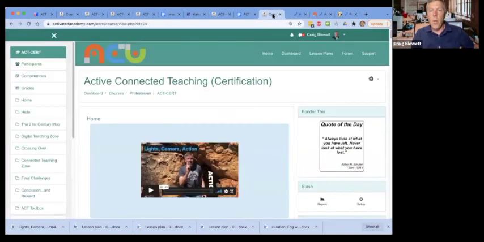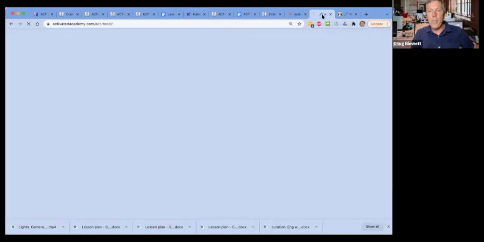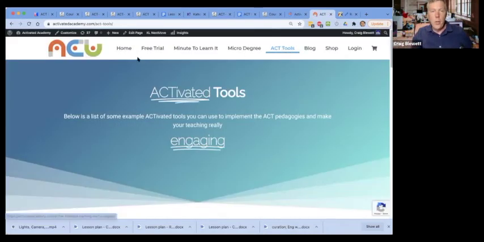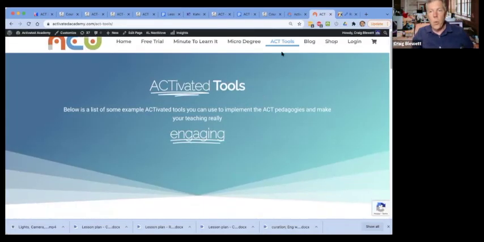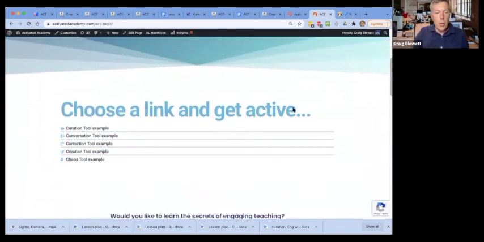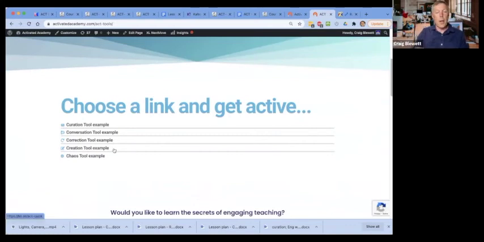activatedacademy.com. So on the website, activatedacademy.com, you will see there is a link on the site called Act Tools. So when you get to the site, you will see there's a link called Act Tools. You pop along to that, and you'll see some examples of some tools, some that we've built and others that are really powerful. And I've given an example, one for each of the pedagogies. So let me give you a quick taster. So here are the various pedagogies that we cover on our course that are active pedagogies.